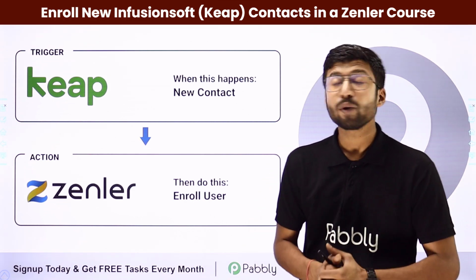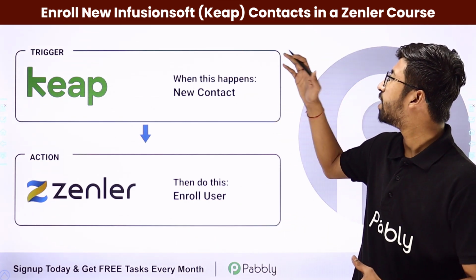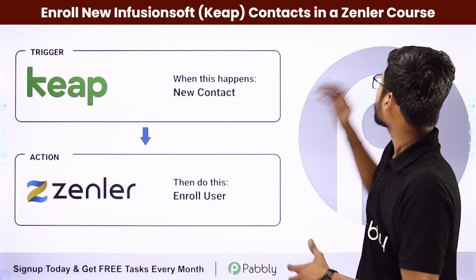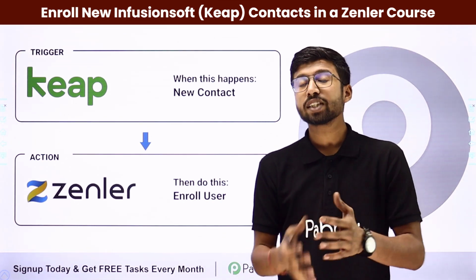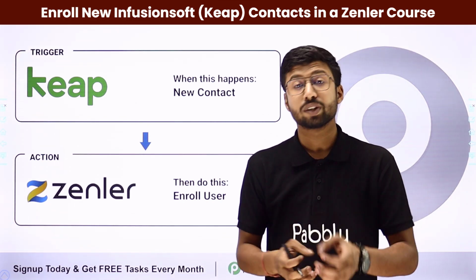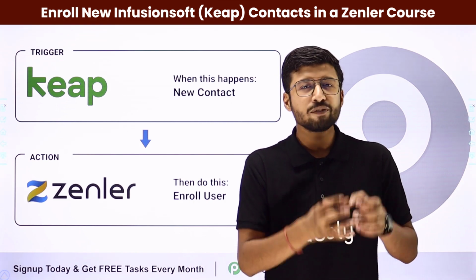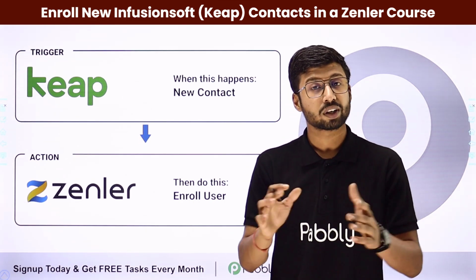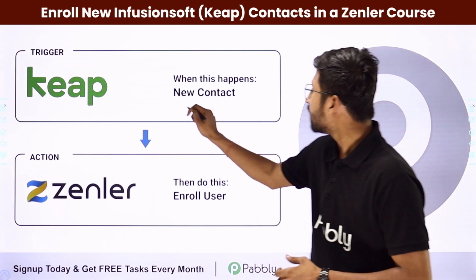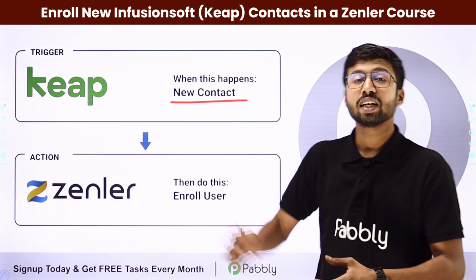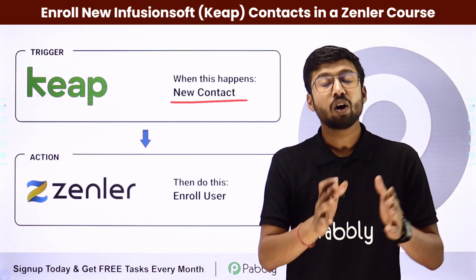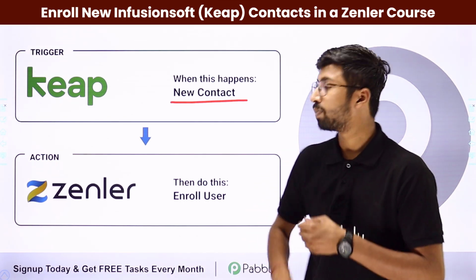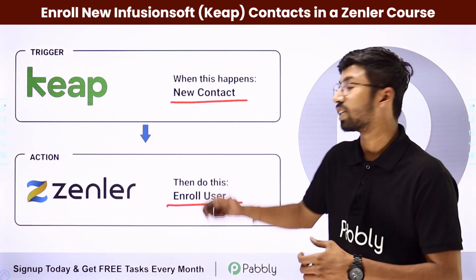So in this video, we are going to learn how to enroll new Infusionsoft or Keap contact in a Zenler course. Now guys, if you're using Zenler to sell your online courses and Keap or Infusionsoft as a CRM application, this automation is going to help you a lot. So using this automation, whenever a new contact will be created in Keap or Infusionsoft, automatically the same contact will be enrolled into a course in our Zenler account.